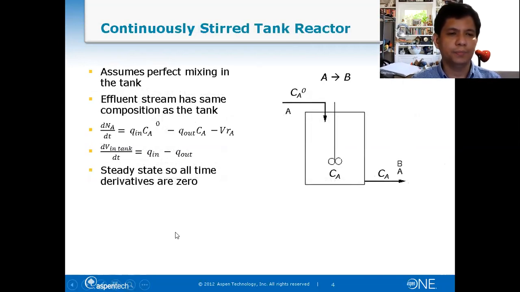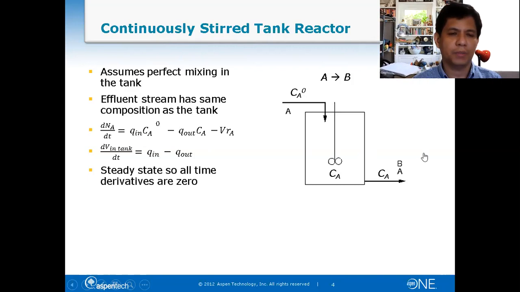Okay, so ito yung balance natin sa CSTR. CSTR is continuously stirred tank reactor. So we're going to assume perfect mixing in the tank. Effluent stream has same composition as the tank. Yung effluent yung lumalabas. So Q in times CA0, ito yung pumapasok na stream. Yung Q in dito, conventionally we call this V-dot, yung volumetric flow rate, minus Q out. So ito yon times CA.